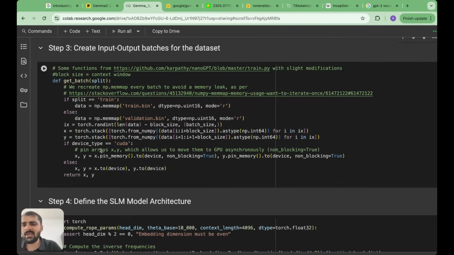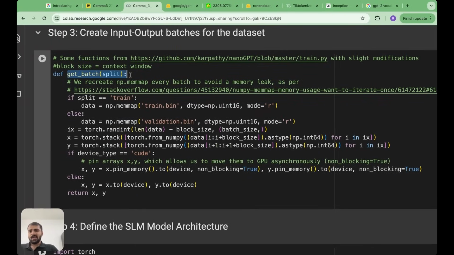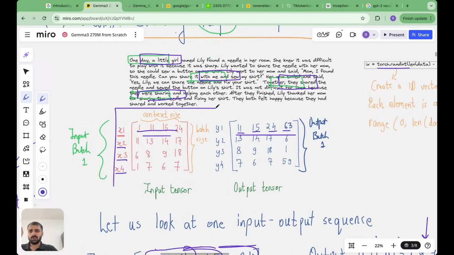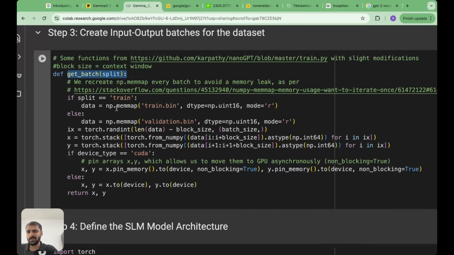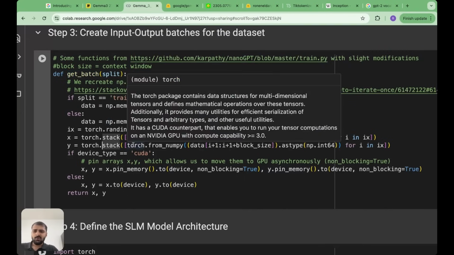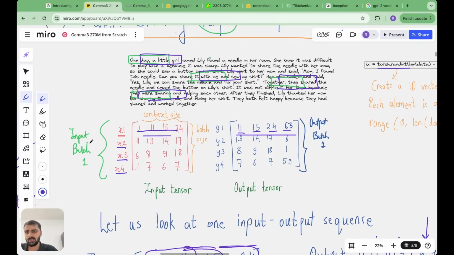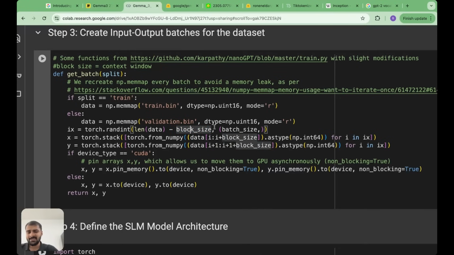But while this is happening, we can take a look at creating input and output batches. As I mentioned, we'll define this get_batch function. It will create an input tensor and an output tensor for one batch. That's what this get_batch function will be doing. This function will need two things: block size and batch size. Block size is what I refer to as context length or input sequence length here, and batch size is just going to be the size of the batch.